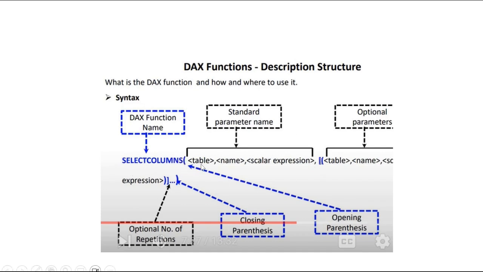Select columns, and after that you need to give an expression in angle brackets. It's a must. Then the value may be optional, in square brackets. And these dots tell us that there may be an optional number of repetitions of the same values. So this is how the DAX function syntax exists.